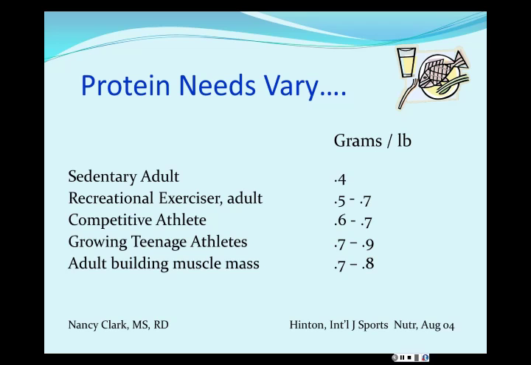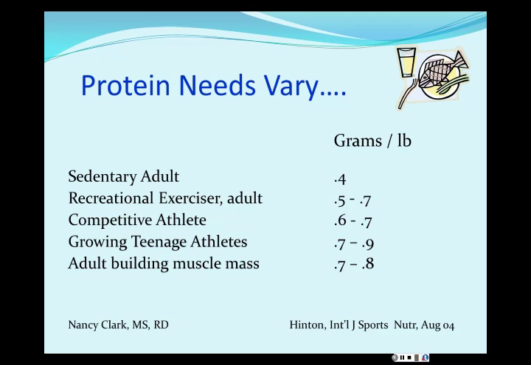The competitive athlete, someone that is on a team that is practicing, working out, and competing throughout the week, training for triathlons, those types of things, needs 0.6 to 0.7 grams per pound. Growing teenage athletes need even a little bit more, because they need the protein to support growth and development, but they also need a little extra protein for repairing muscle, building muscle, all those different things. So 0.7 to 0.9 grams protein per pound.